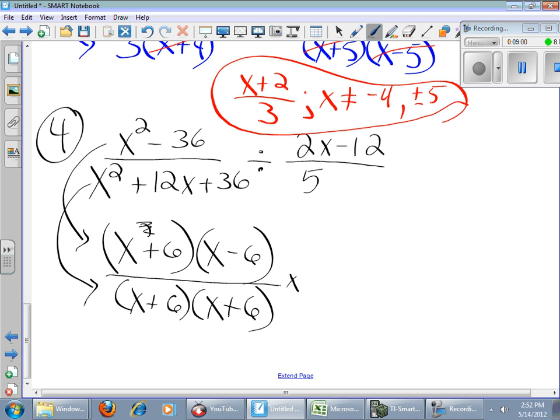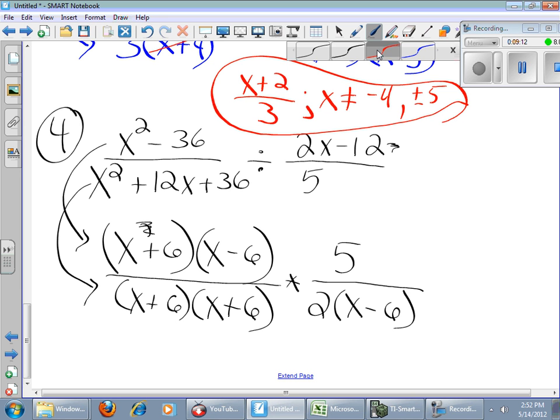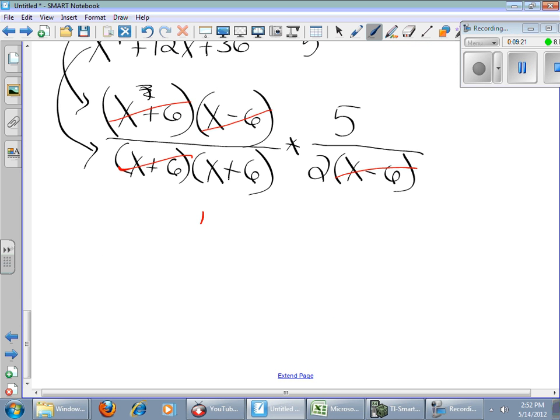I'm going to multiply and flip. That'll become a 5. And then I'll factor this guy and put him in the denominator. He'll be 2 times the quantity of x minus 6. Now I'm ready to simplify. I know these minus 6's will cancel. I know that these x plus 6's will cancel. My problem is going to turn out to be the numerator will be 5. The denominator will be 2 times the quantity of x plus 6.